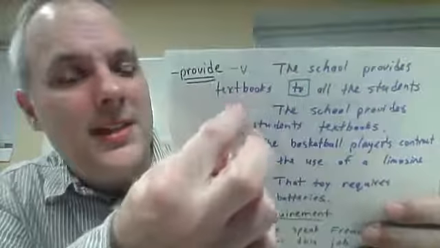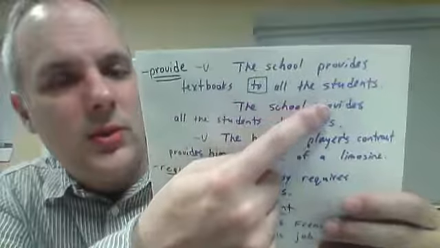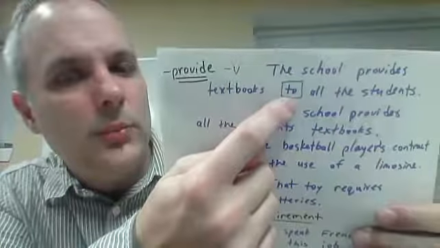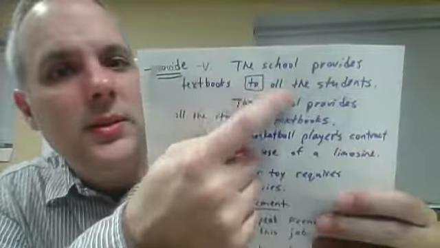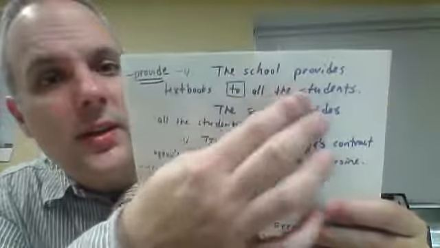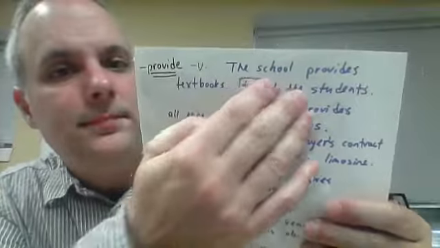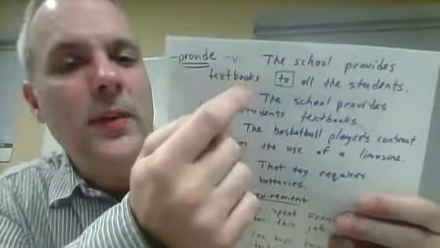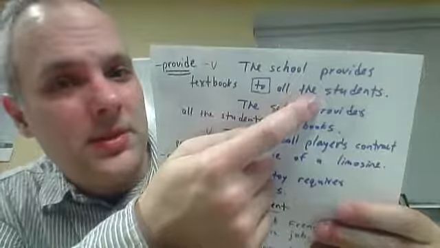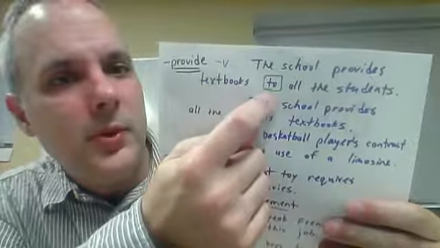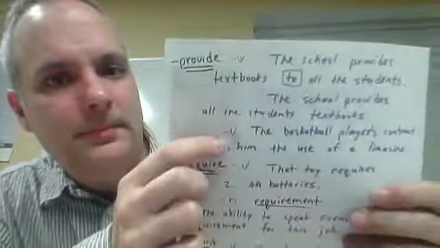The school provides textbooks to all the students. Okay, so I want you to say to. If you're going to say who, then you need to. You can just say, the school provides textbooks. Okay? That's it. The school provides textbooks, period. But if you want to say who's getting the textbooks, you have to have to there. Okay? Good.